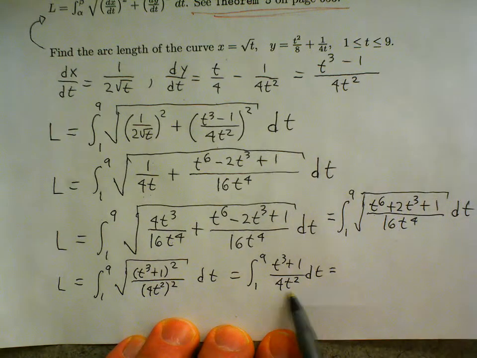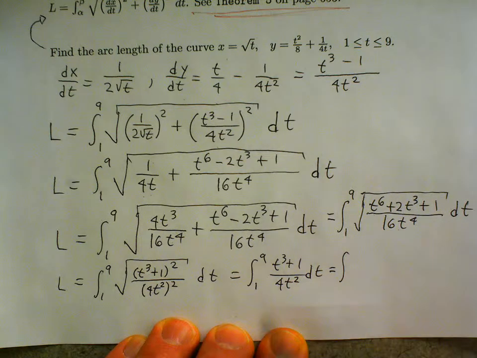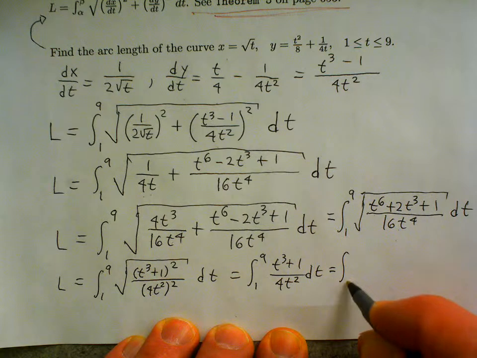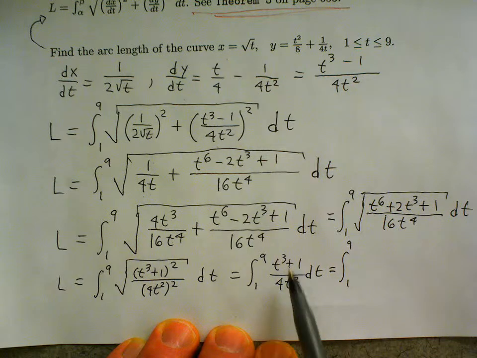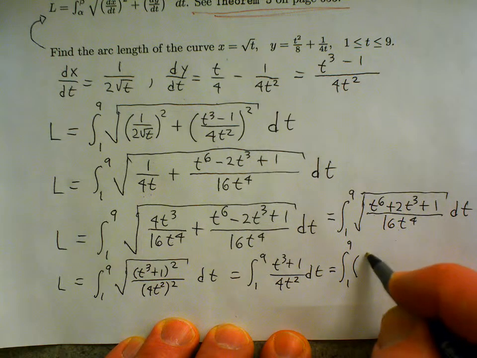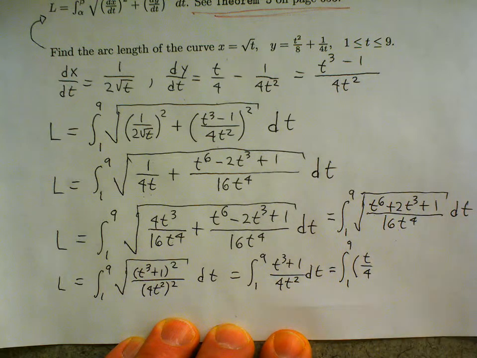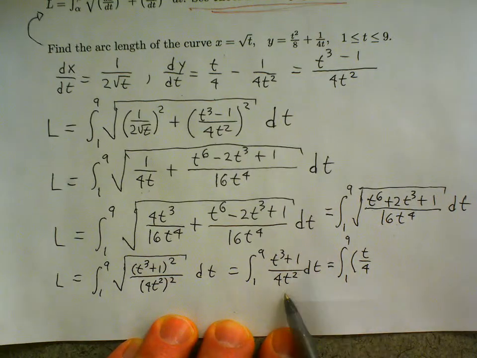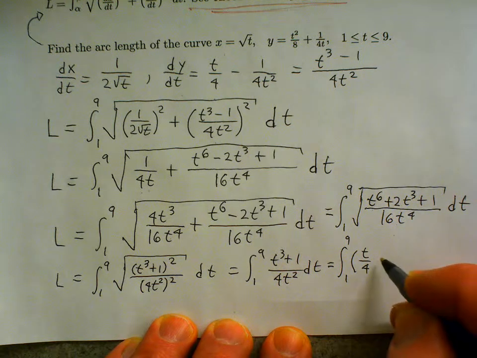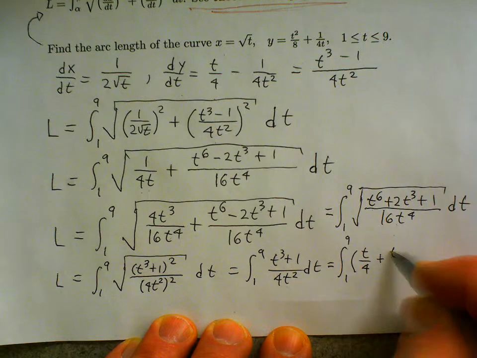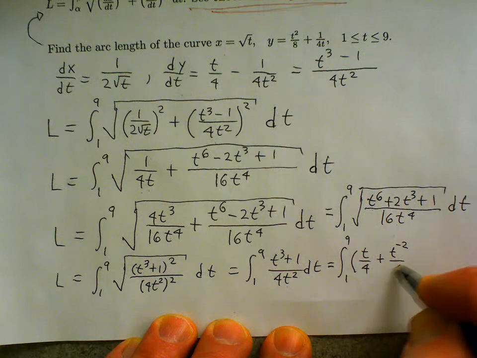And let's write the integrand as a sum of two terms. Since we have a single term in the denominator, t to the third divided by 4t to the second is t divided by 4. And then 1 divided by 4t to the second. For now, we can write it as plus t to the negative 2 over 4.